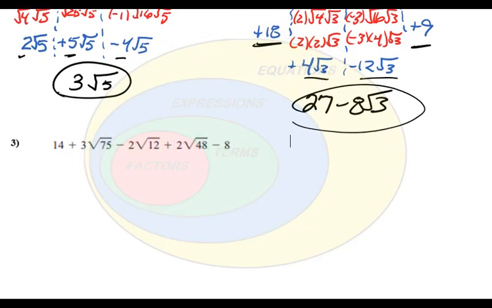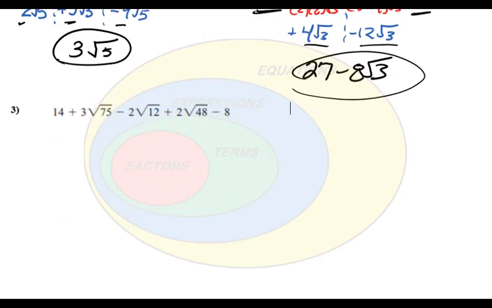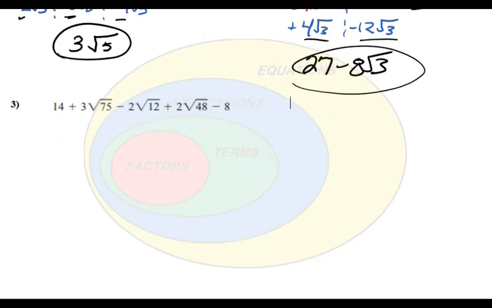Again, we're simplifying each term that has square roots first, and then combining. So we'll split the terms. We get a 14 plus 3 square root of 75, and then we got a -2 square root of 12, and then a 2 square root of 48 and -8. So for each of these terms, we want to simplify. So 14, of course, that's already done. So is the -8, that's already done.